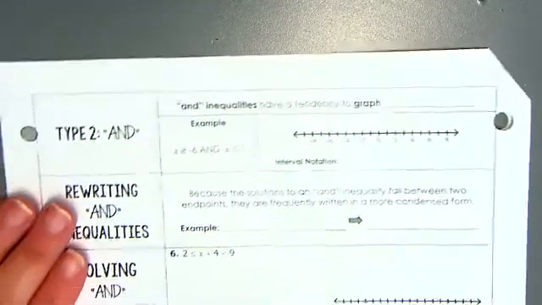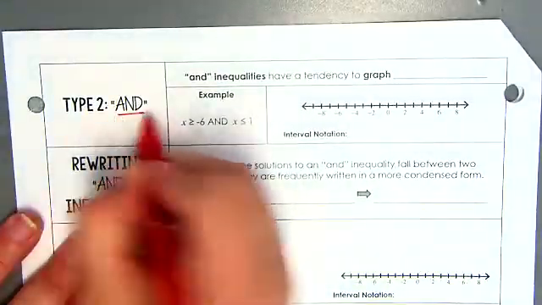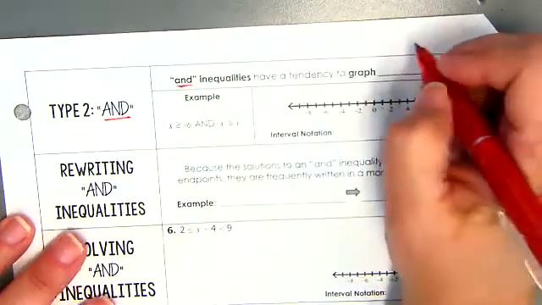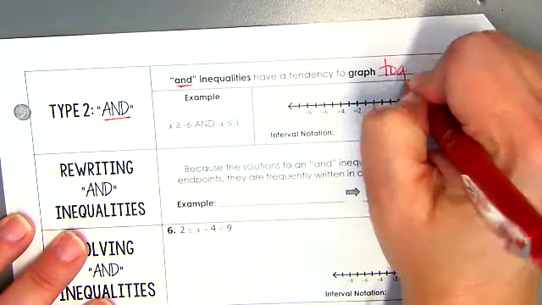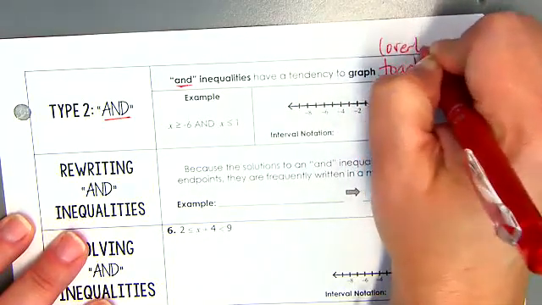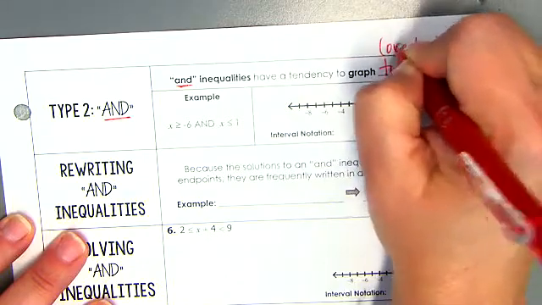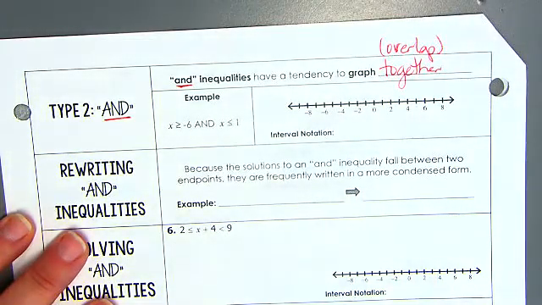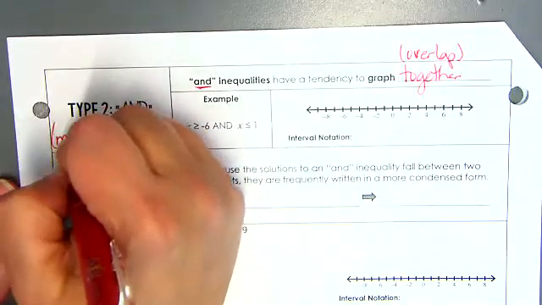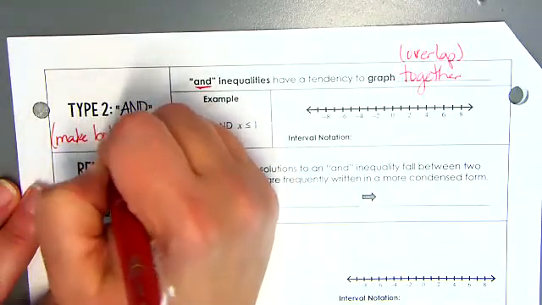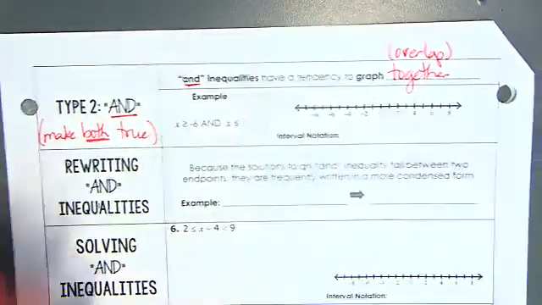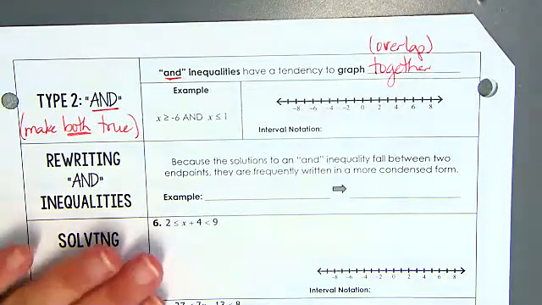All right. When it says and, inequalities have a tendency to graph together, or it's where they overlap. It has to make both true, okay? Make both true.